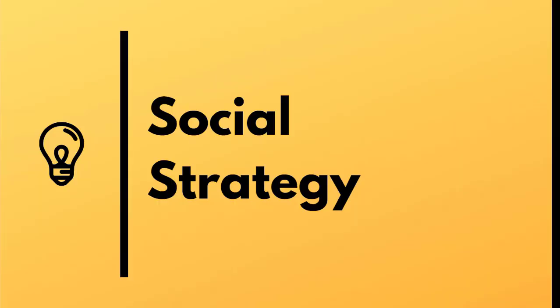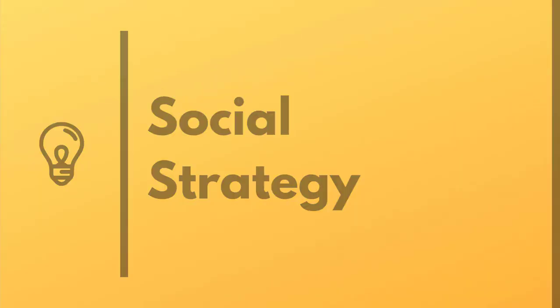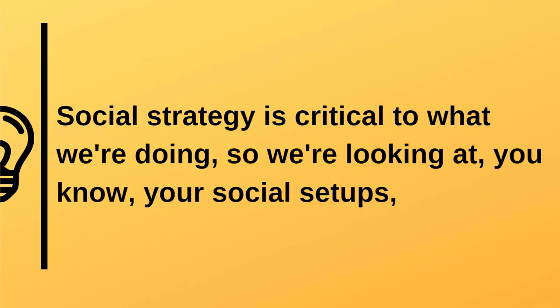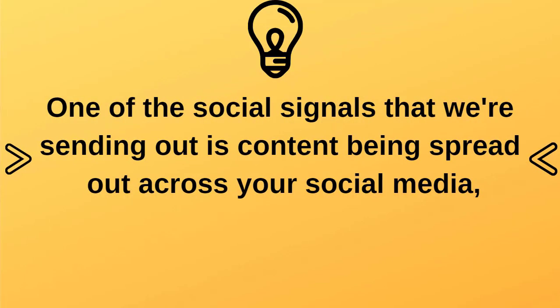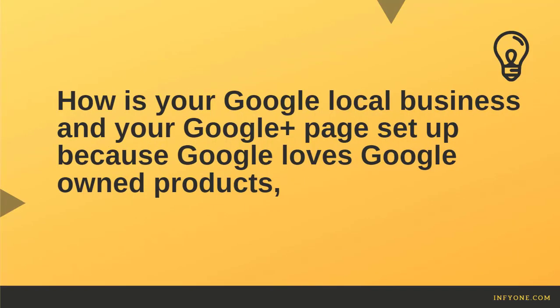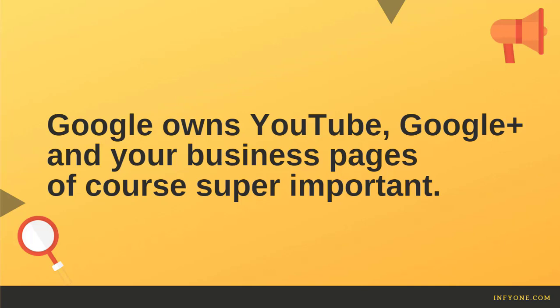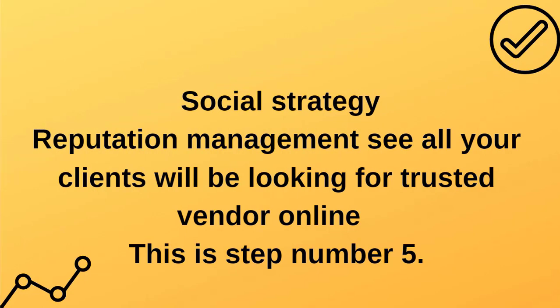So the fifth step of our SEO process is social strategy. Social strategy is critical to what we are doing, so we look at your social setups. One of the social signals we send out is content being spread across your social media. How are your Google local business and Google Plus page set up? Google owns YouTube, Google Plus, and your business pages, so this is super important. Social strategy includes reputation management, because your clients will be looking for a trusted vendor online. This is step number 5.